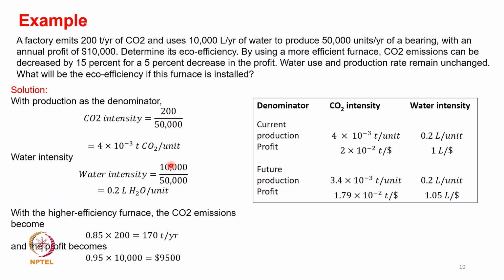So now look at what the amount of emission is when we have a higher efficiency furnace. Your efficiency is now 85%, and it becomes 170 tons per year. And the profit in that context would be 0.95 times 10,000, which is 9,500.